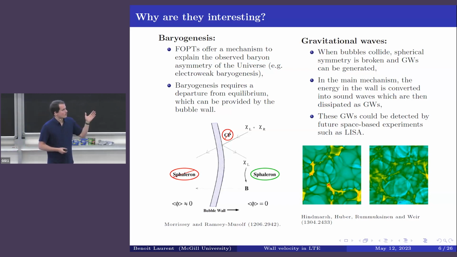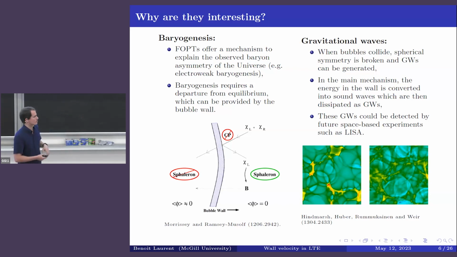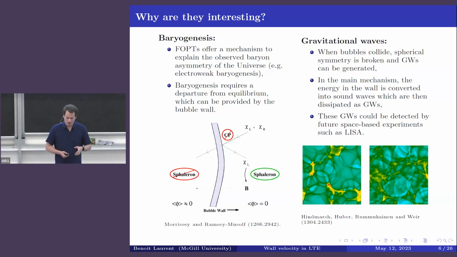And one mechanism to do that is electroweak baryogenesis, where we use the electroweak phase transition to generate this baryon asymmetry. And then, of course, something that has been very popular in the last few years is gravitational wave production from first order phase transition.